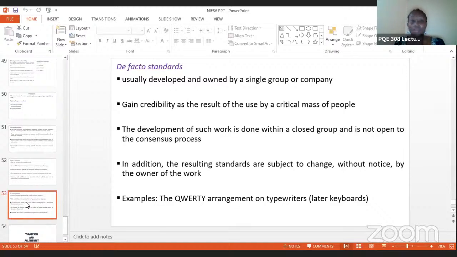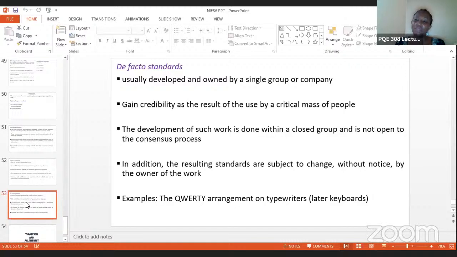They can tell you to pay, because nobody gave them work. It doesn't have to be in the public domain. It is owned by a single group. It can be owned by a single person. You understand? But because people now like it, and they now put it in their normal way of life, it has gained credibility as a result of the use by a critical mass of people. So those are the different types of standards that we have.